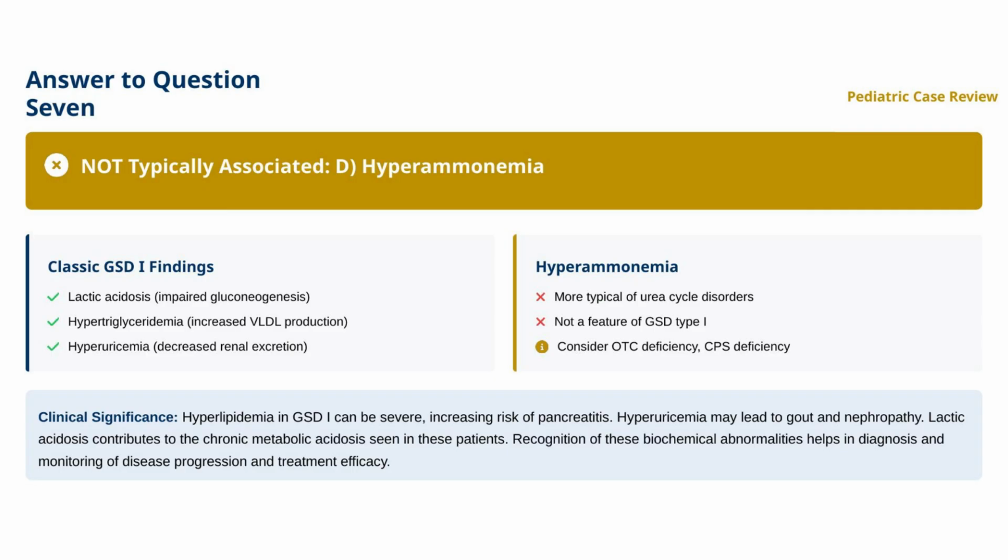Hyperammonemia is not typically associated with GSD type 1 and is more characteristic of urea cycle disorders such as ornithine transcarbamylase deficiency or carbamoyl phosphate synthetase deficiency. Hyperlipidemia in GSD type 1 can be severe, increasing the risk of pancreatitis. Hyperuricemia may lead to gout and nephropathy. Lactic acidosis contributes to the chronic metabolic acidosis seen in these patients.